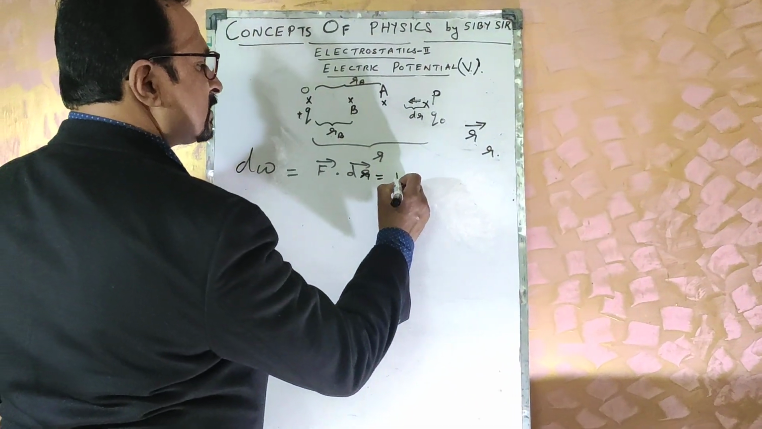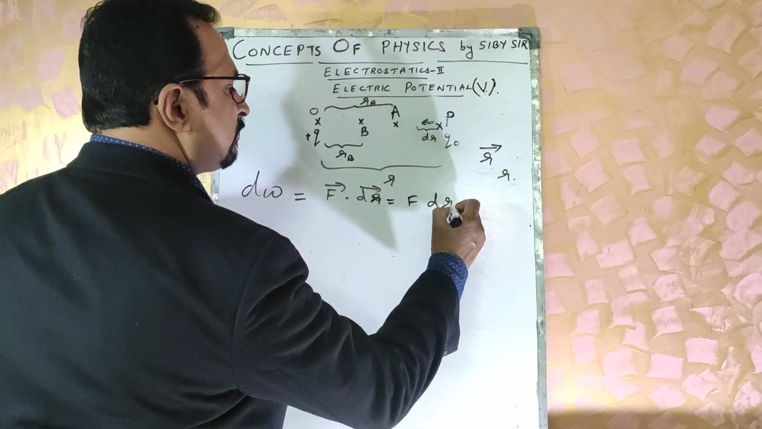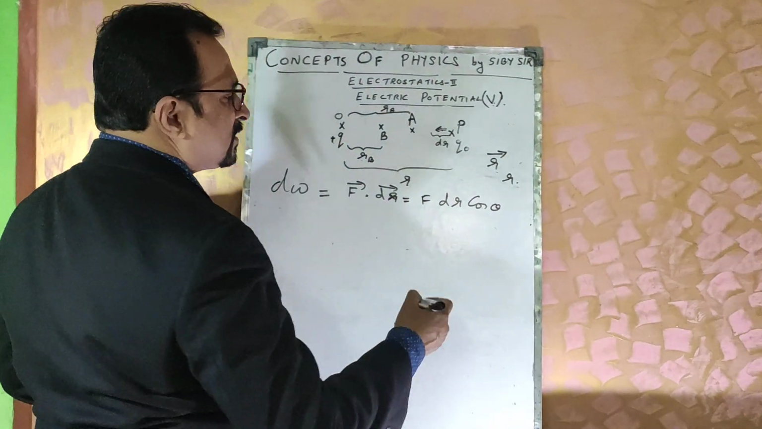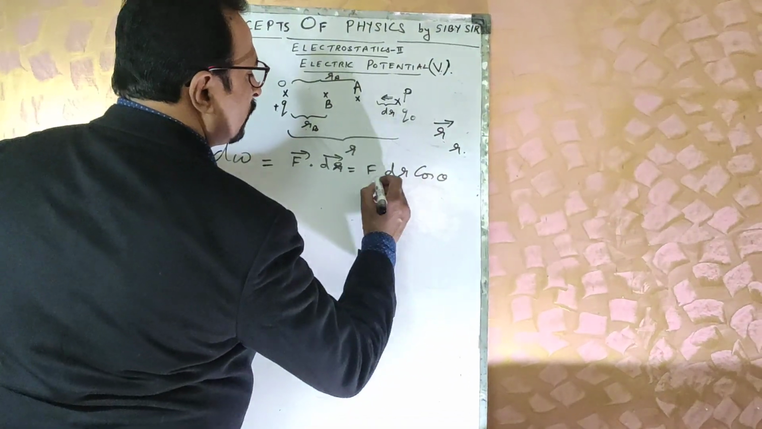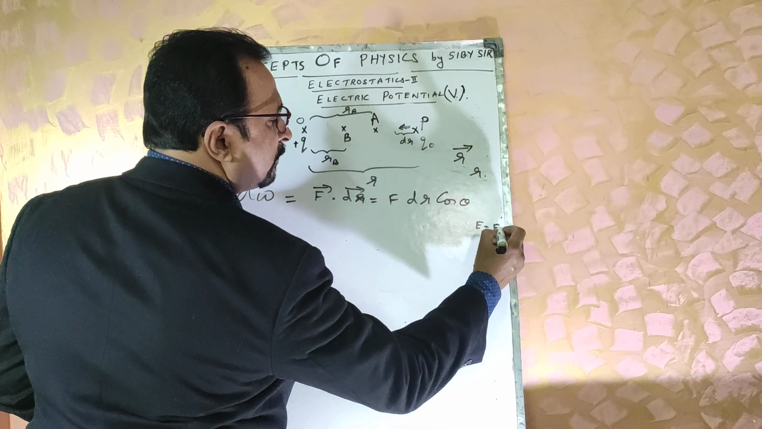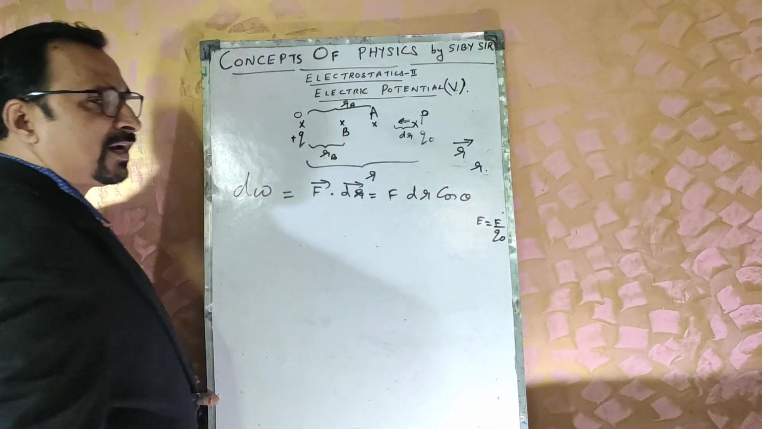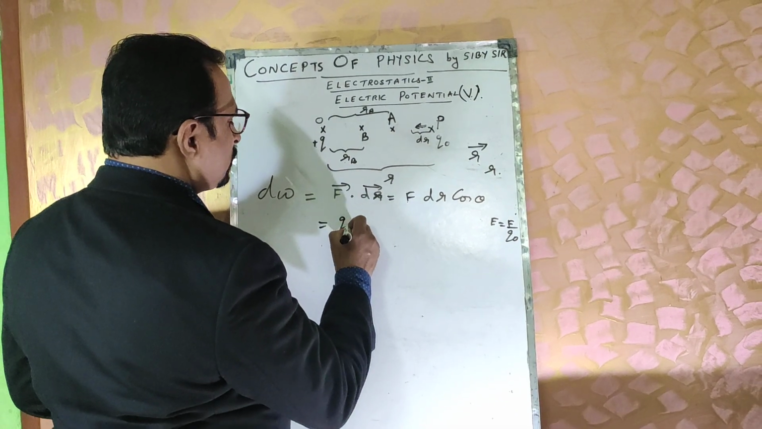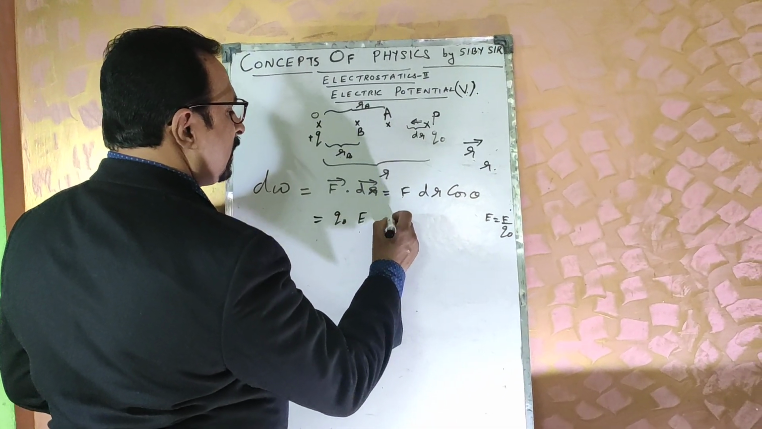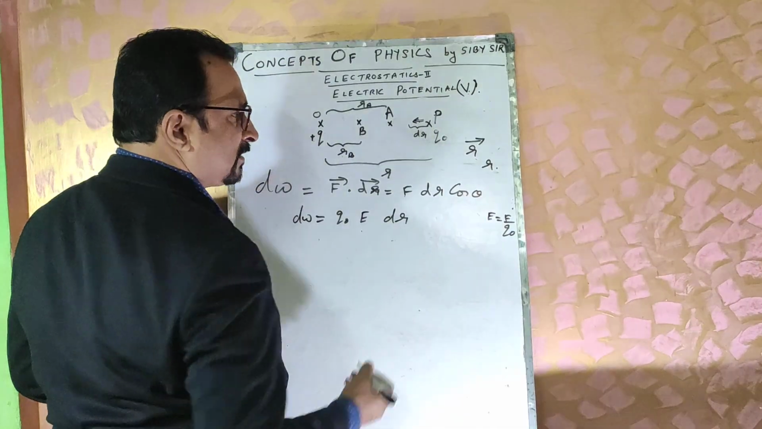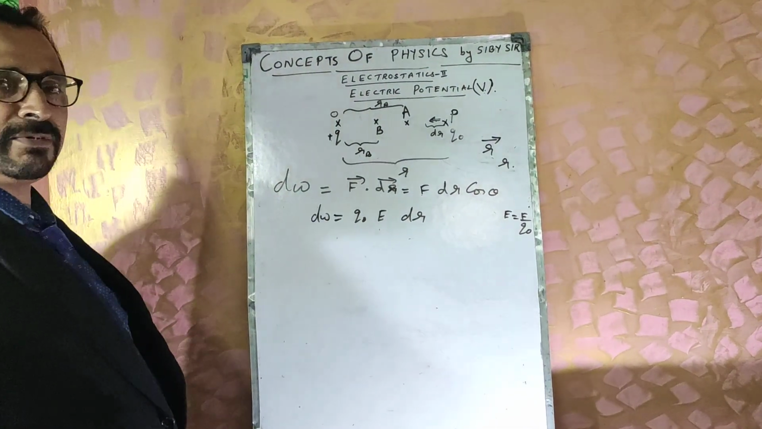And A dot B is AB cos theta. So F dr cos theta. And what is the theta? What does this F stand for? Because you know, E is equal to F by Q naught. That is what you studied in the first chapter. So instead of force, you can write Q naught E dr cos theta. So cos theta means the angle between two vectors.